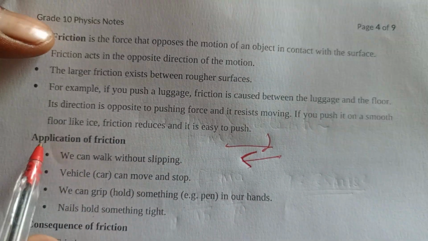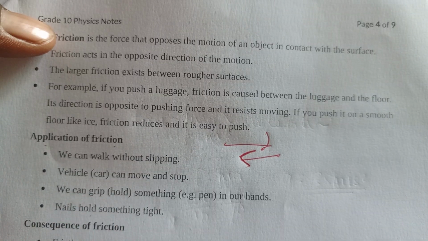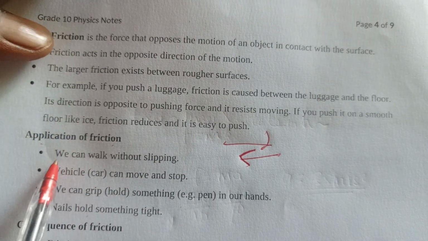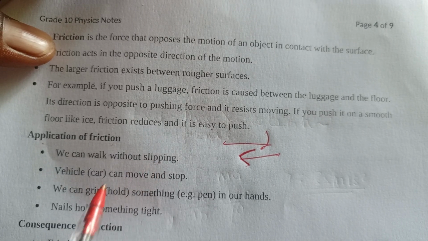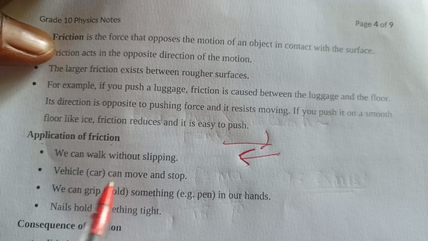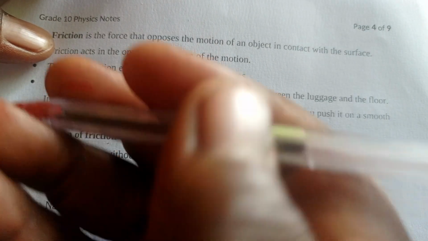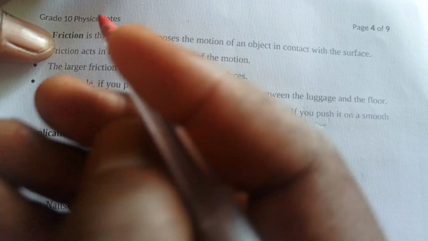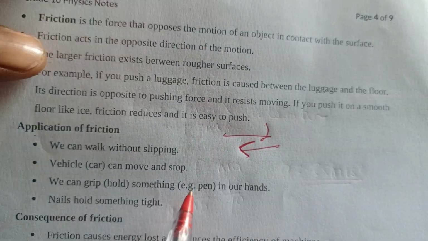Then we go to the applications of friction. Friction is very important in our daily life. The first one is that we can walk without slipping. Yes, we walk because of friction force. A vehicle or car can move and stop because of friction. As you can see, there's friction here between my hand and the pen, so we can grip or hold something, e.g., a pen in our hands.